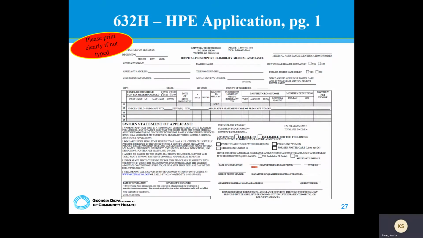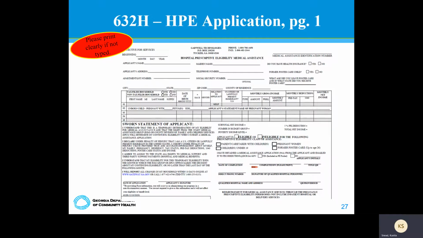Most of the forms are in PDF and in a form-like style, so that means you can type on it. If you're able to type on it, I highly recommend that you type that information out. But if you don't want to type and you're going to handwrite it, please make sure that you are writing clearly and legibly, because this form will be part of your audit process.